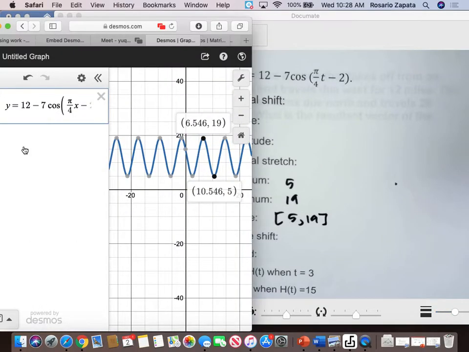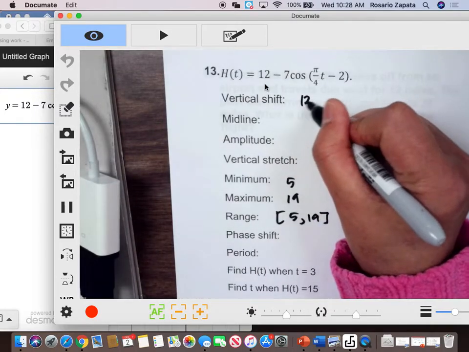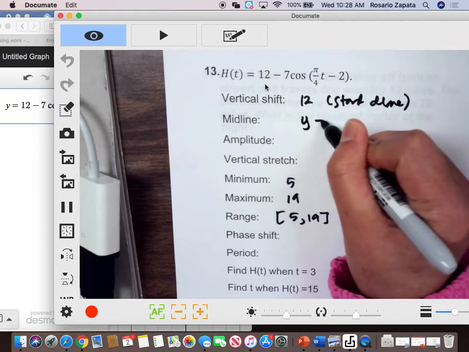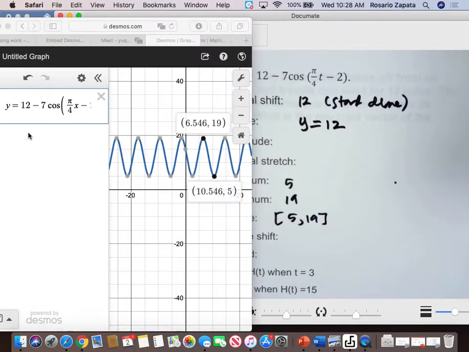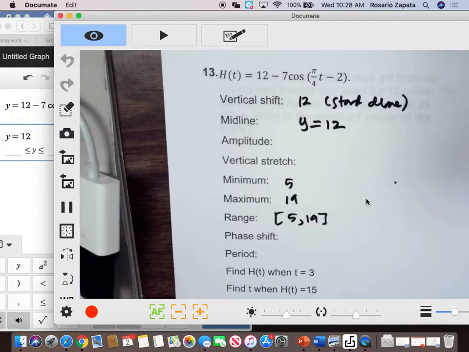Now, the vertical shift is your movement from 0, from here to here, and as you can see, from the midline to the top of it. The vertical shift is the stand-alone number here, and so this is 12. That's the stand-alone number. This will also give you the midline. So if I'm going to graph this, it's the movement from 0 to the midline of your graph, and that's equivalent to y equals 12.